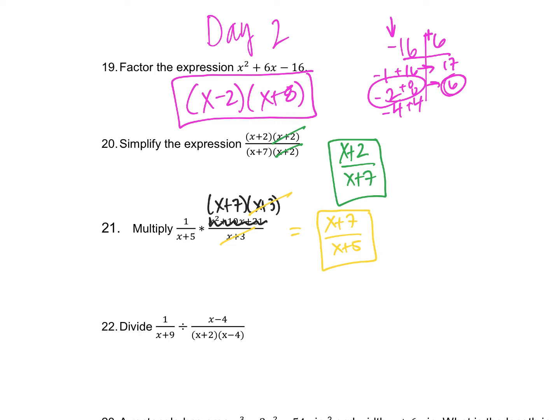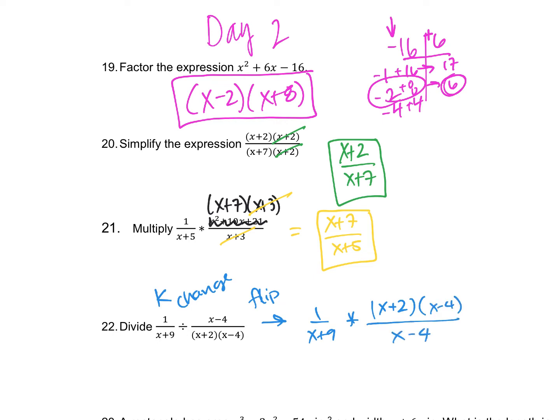On our division one, we do have to do a little bit of work because we have to keep, change, flip. So we keep this, we change this to multiplication, and we flip this fraction. So that looks like 1 over x plus 9 times x plus 2 times x minus 4 all over x minus 4. Then we go through and we just cancel out the things that are alike on top and bottom, and we write what's left, x plus 2 over x plus 9.